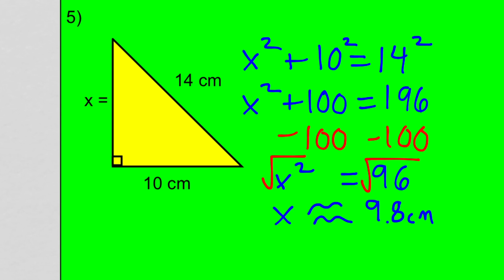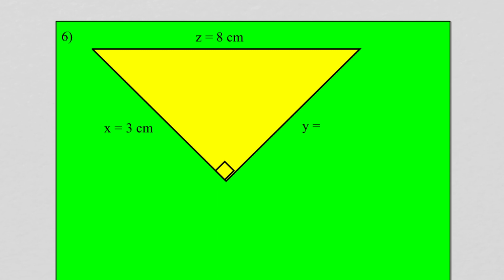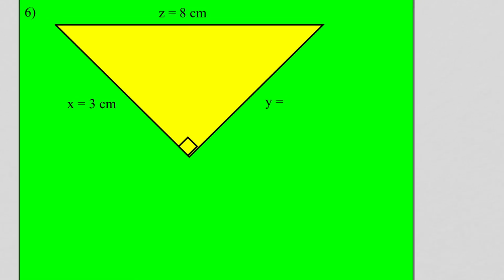So that's how we can use the Pythagorean theorem to find the length of a leg. Let's just do one last question. Sometimes the triangles might be in a weird position, but you still have to look at what you have here. In this case, here's my right angle. So that means z is the hypotenuse, and the two legs are on either side of the right angle, pardon me.